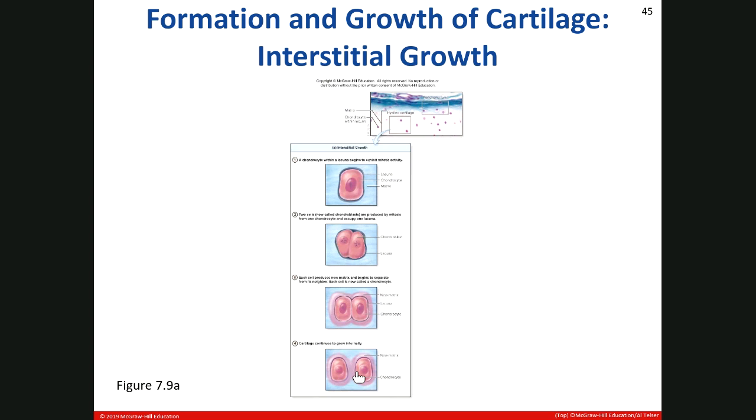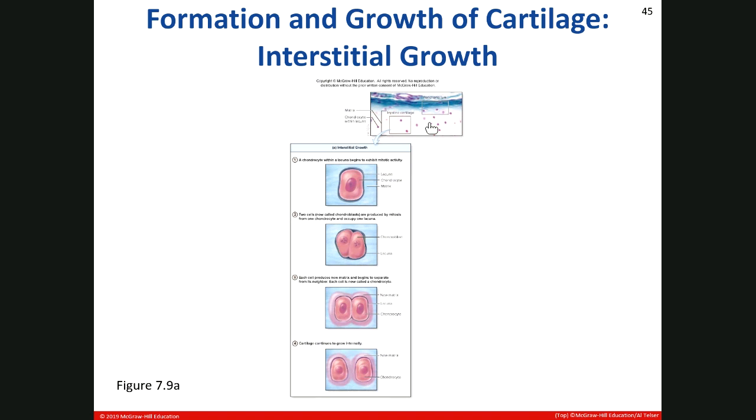They continue to produce the cell matrix until they both now occupy their own lacuna. And at that point, they can just maintain the matrix, they can divide, whatever, okay? So this happens. It's not just in this picture here, where we see two cells, but imagine all of these cells doing this. This is not happening in just one or two cells. You have hundreds, if not thousands, of cells doing this constantly. And so that's how we start to make the interstitial growth, that length-like growth of cartilage.